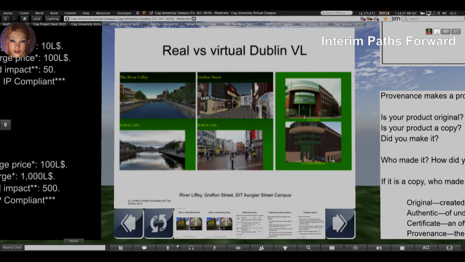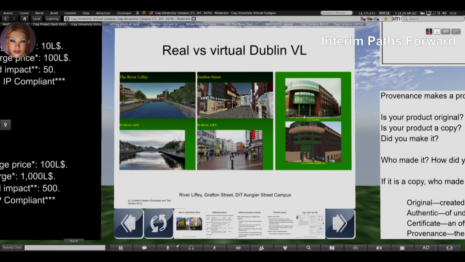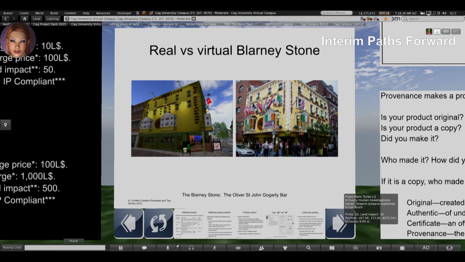and perhaps do a huge team project such as an entire city. These are examples of creating things that were made to look like real cities in Dublin, Ireland, a campus, a shopping street, and a river. And the most famous bar in Second Life, the number one Irish pub, the Blarney Stone.